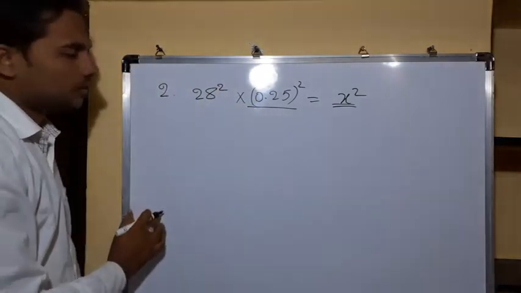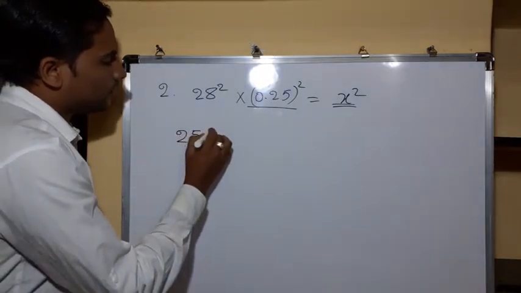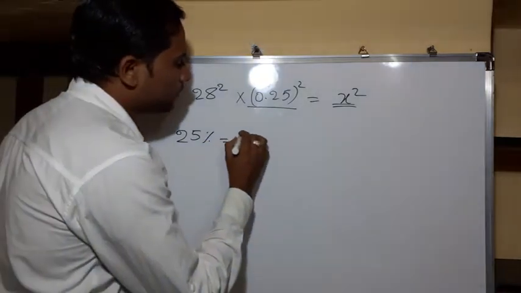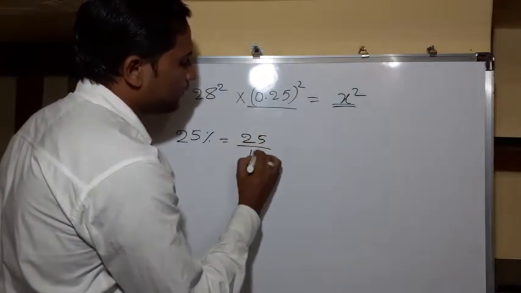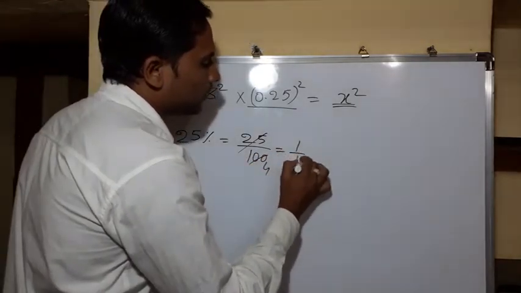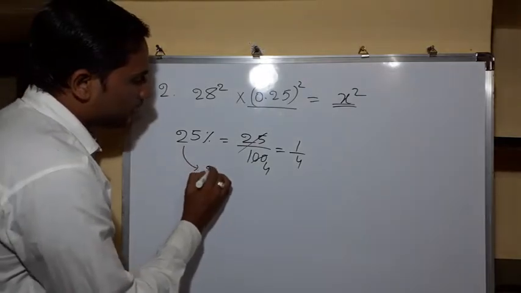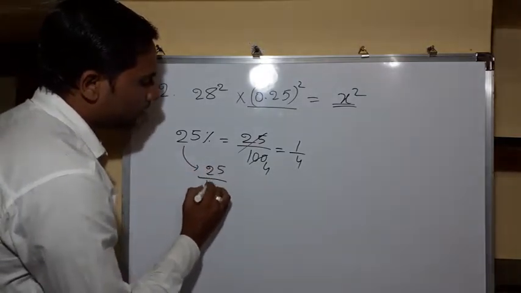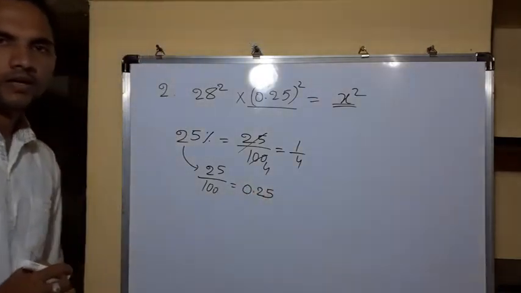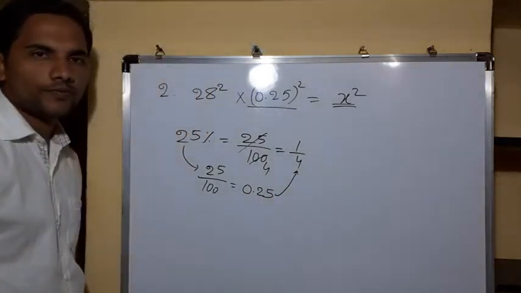In my previous video I already told, friends, what 25% is. What is 25%? Can we write it in this fashion, 25 by 100, right? 25 ones are 25, 25 fours are 100. So it will be 1 by 4, right? This 25% can also be written as 25 by 100, which is 0.25. So again this 0.25 is nothing but 1 by 4, right, friends?